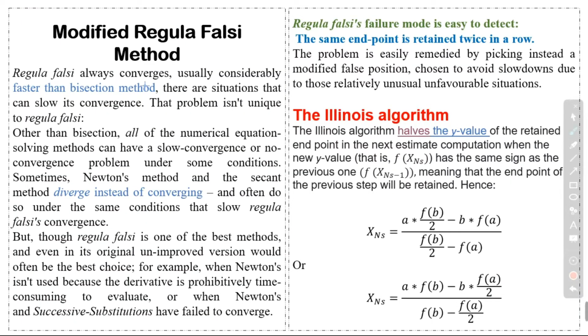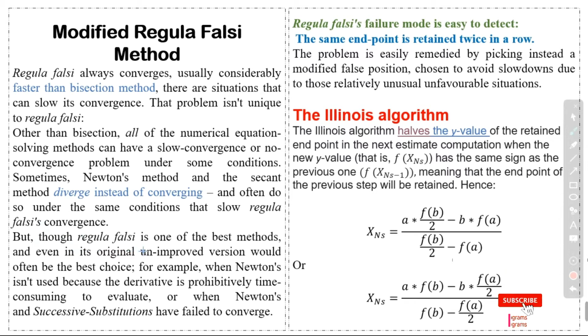Regula Falsi always converges, usually considerably faster than bisection method. There are situations that can slow its convergence. That problem isn't unique to Regula Falsi method. Other than bisection method, all the numerical equation solving methods can have a slow convergence or no convergence problem under some conditions. Sometimes Newton's method and the secant method diverge instead of converging, and often do so under the same conditions that slow Regula Falsi's convergence.